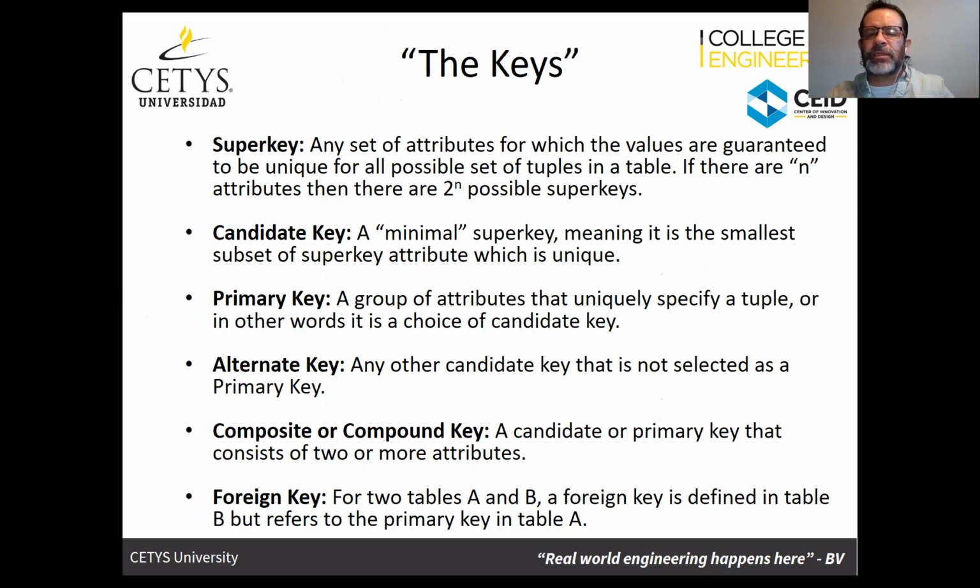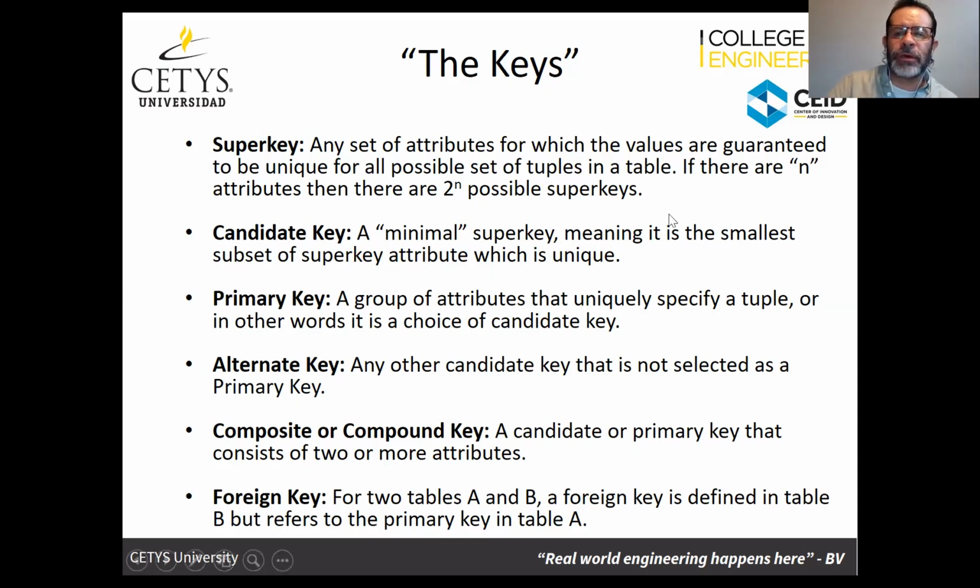The first concept that we're going to talk about is a super key. A super key is a set of attributes for which the values are guaranteed to be unique for all possible combinations of the records in the table. And so if I have a table, there are 2 to the n possible super keys, which are basically all of the combinations of the different attributes that I can have. A candidate key is a minimal super key, meaning that it's the smallest super key that I can have.